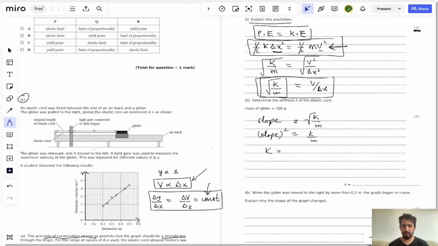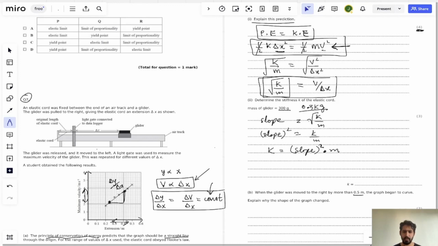So you'll get k equals slope squared times mass. But remember that mass should be converted into kilograms first. It is given in grams. It will be 0.3 kilograms. And for slope, I hope you know how to find the slope of this line. It is simply change in y divided by change in x. So you choose any 2 points on this line, and for these 2 points, you find the change in y, and then you divide it by the change in x.